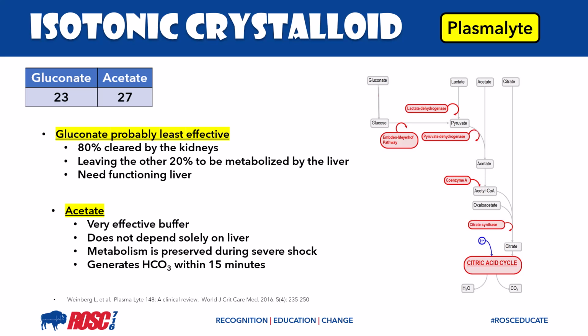When we look specifically at plasma-lyte, we're looking at gluconate and acetate as bicarbonate precursors. So gluconate is probably the least effective between lactate, gluconate, and acetate because 80% of it is cleared out by the kidneys, leaving only about 20% of it to be metabolized by the liver. And in fact, we do need a good functioning liver to metabolize gluconate. Acetate, on the other hand, is a very effective buffer, and one of the best things about acetate is it doesn't rely solely on the liver to metabolize, nor is acetate metabolism impaired by severe shock.